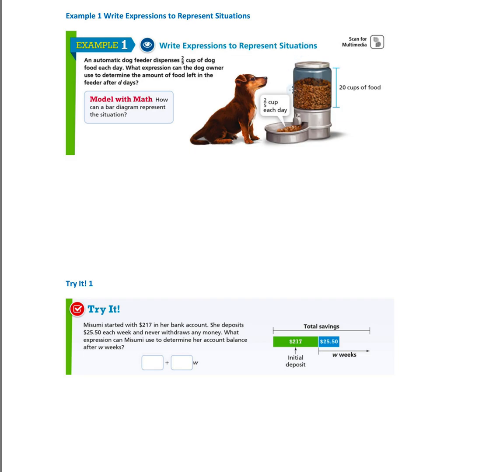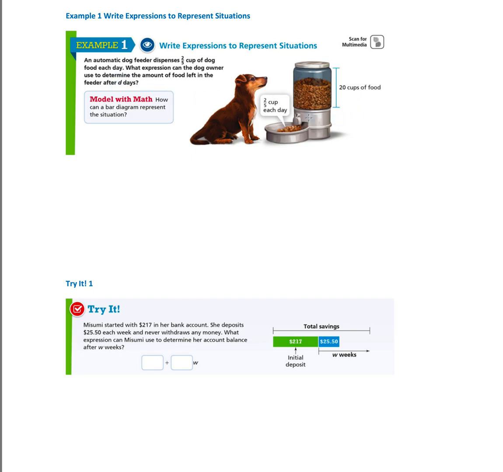If you're taking notes from this video, it would be a good idea to pause the video and then write down like a title. You can abbreviate things and then write down the key information from the problem. You obviously don't need to write it out word for word or draw the fancy picture and all that business, but it'd be nice if you knew what the problem was about. So here we go. An automatic dog feeder dispenses 2/5 of a cup of dog food each day. What expression can the dog owner use to determine the amount of food left in the feeder after D days, some unknown number of days?